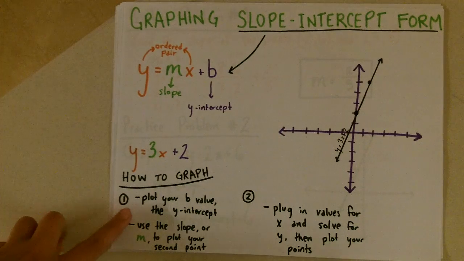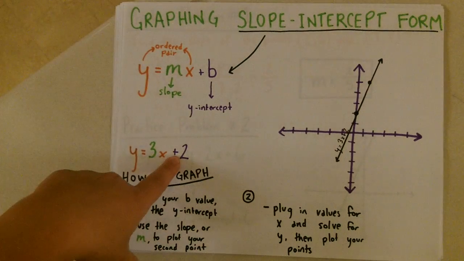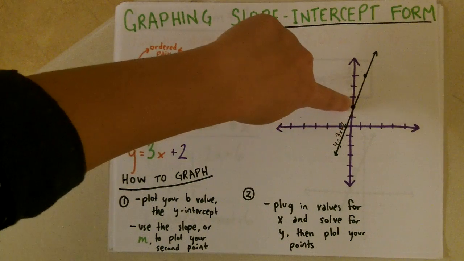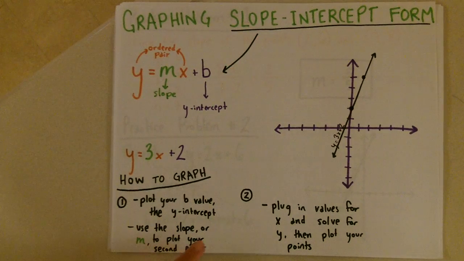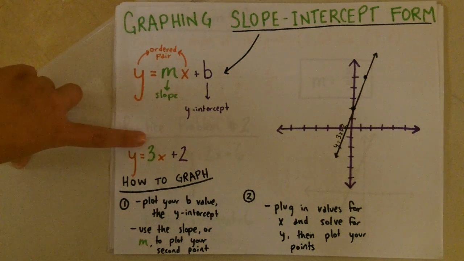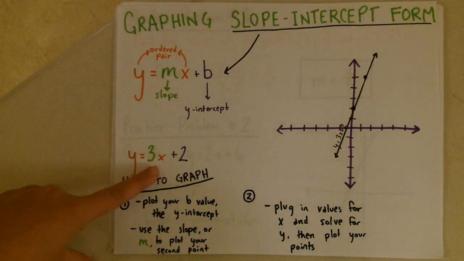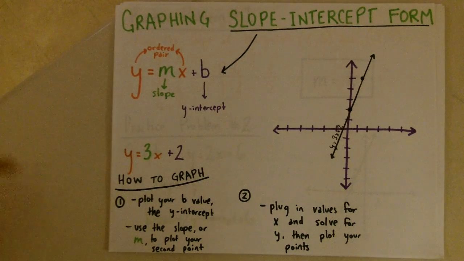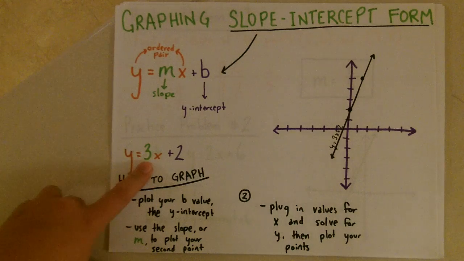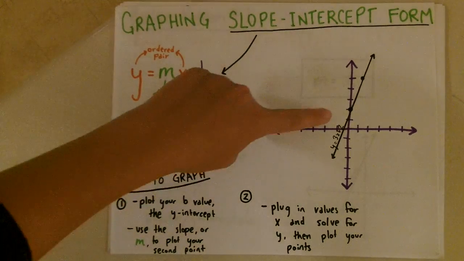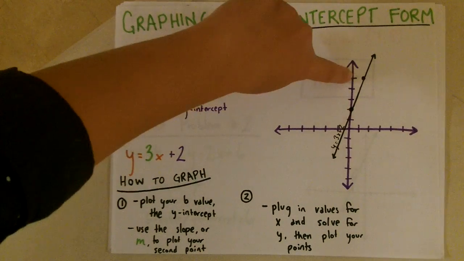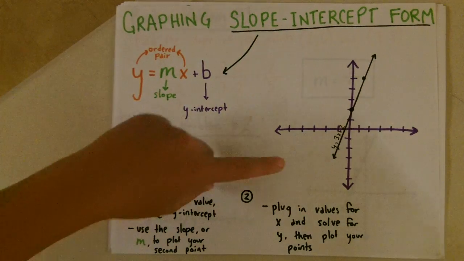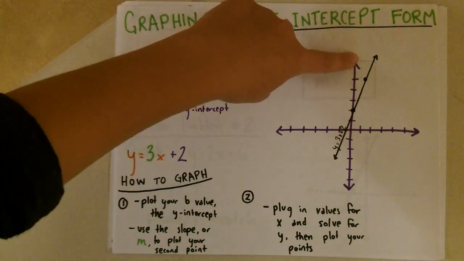The first way, you can plot your b value, which is 2 here. So you go onto your y-axis and go up 2, and go ahead and plot that. And then you can use the slope, or m, which is in green here, to plot your second point. So we know that any whole number, so in this case 3, is the same as the whole number over 1. So the slope here is 3 over 1. So we know that the rise is 3, so we'll rise 3. And then the run would be 1, so we'll go over 1. So now you have your 2 points, and you can go ahead and connect those points, and then you have your line.